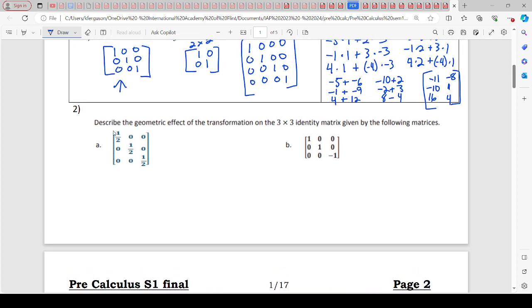So anyway, describe the geometric effect of the transformation on a 3 by 3 identity matrix given by the following matrices. So this right here, this is a dilation with a scale factor of 1/2.